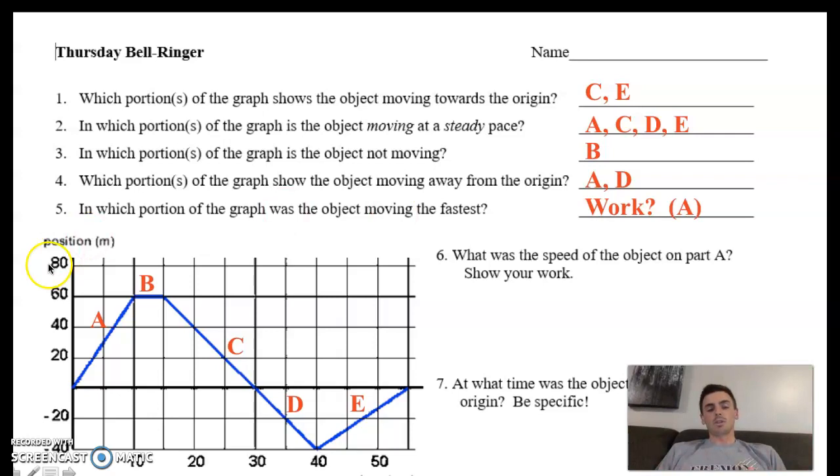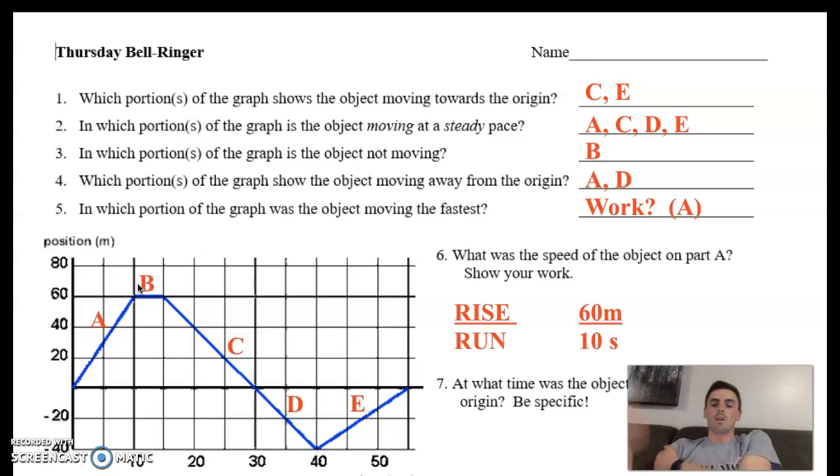You can go do the math, but I actually know from our next one that A is the fastest because it is the steepest line. You know, these other ones are steep, but none of them are as steep as A is. And the steeper the line, the faster the car is going because we're covering more distance per time. Okay, so then on part 6 it says what is the speed of part A. So I kind of made you do it to check your work on number 5.